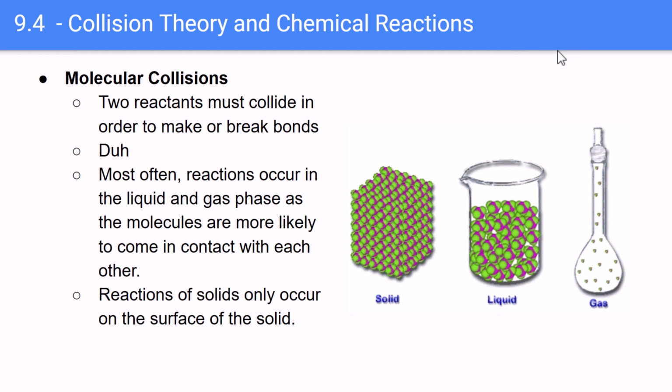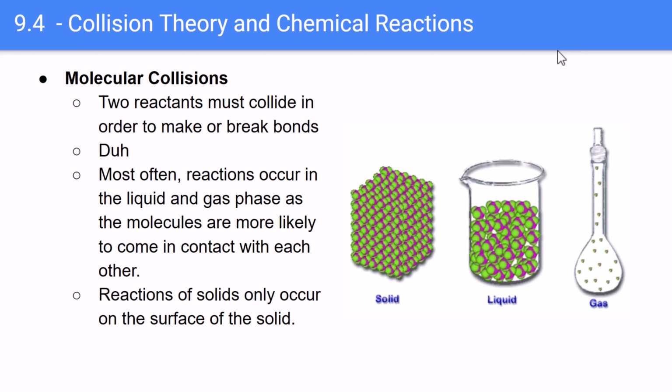So let's talk a little bit about molecular collisions themselves. It's pretty obvious that two reactants have to collide in order to make or break bonds. Without that collision, we simply cannot convert reactant into product. Most often, reactions in the liquid or aqueous and gas phases tend to happen more often because it's more likely that the molecules are going to come in contact with each other. This has to do with a couple of different factors. First off, the surface area of those molecules. Those molecules tend to be spread out very far apart, and so the surface area of liquids, aqueous solutions, and gases tends to be much larger than that of a solid.